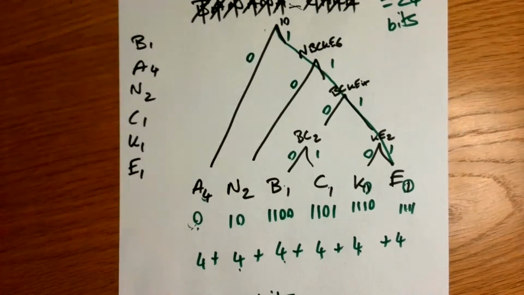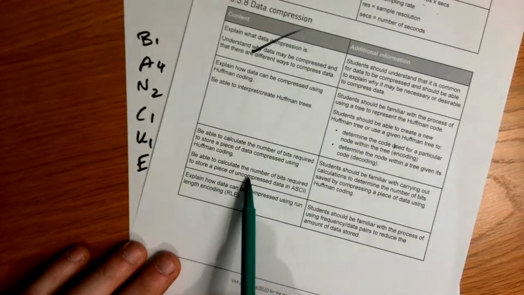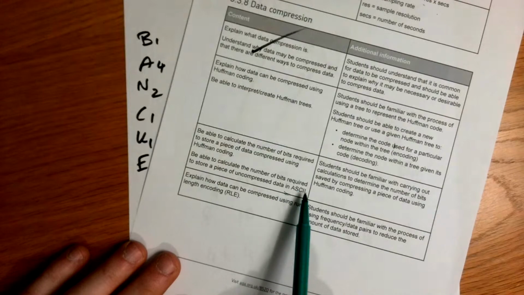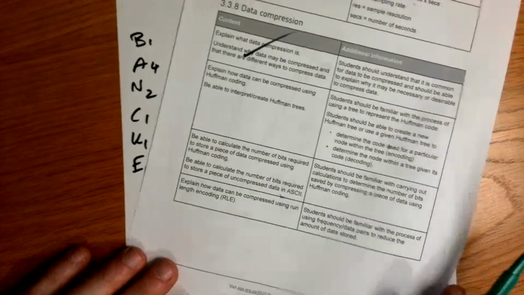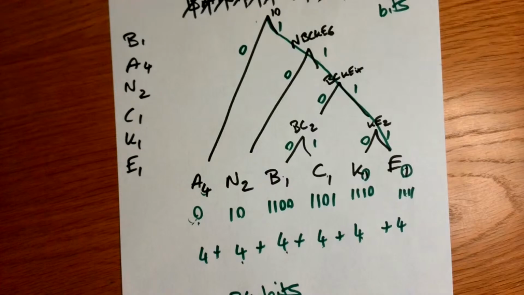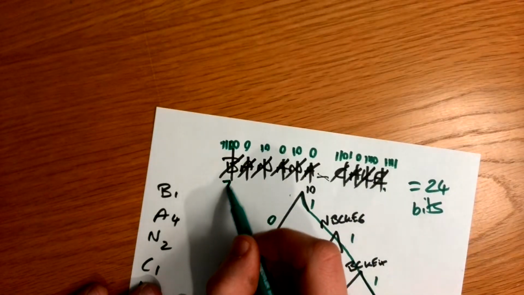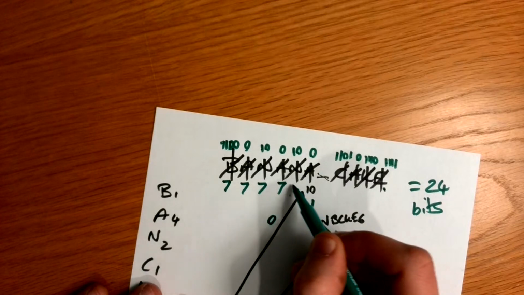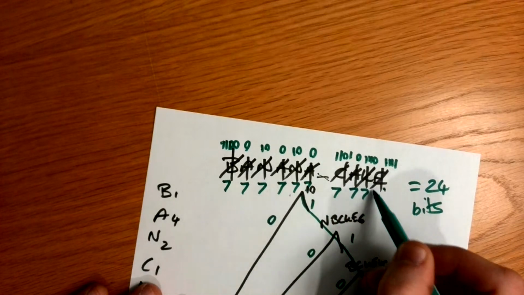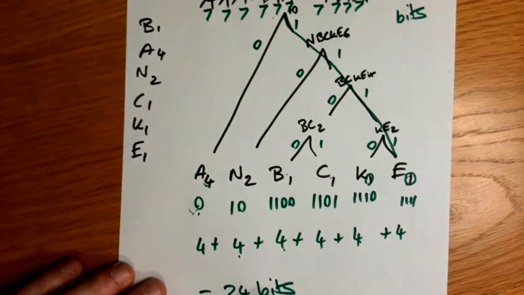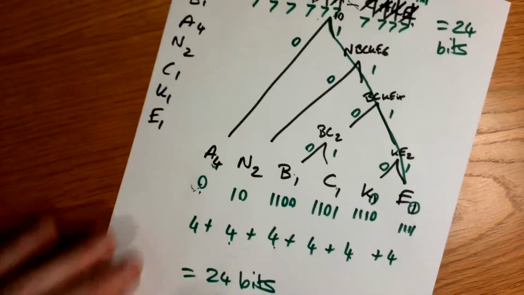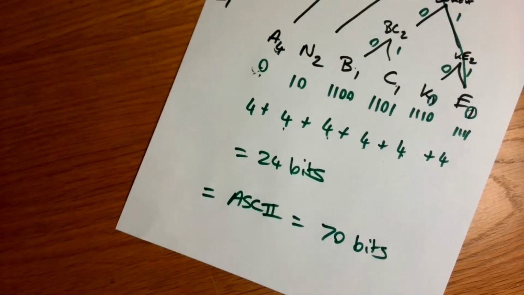Now, what it says in the spec, if I come back and grab the spec under data compression, you need to know the number of bits required to store a piece of uncompressed data in ASCII, and then maybe compare it with what it is if it has been compressed. So over this side, if this was stored in ASCII, we would assume that every letter is represented by 7 bits. So with 7 bits and 10 characters, in ASCII it is represented by 70 bits. Whereas using our Huffman tree, it's represented by 24 bits.